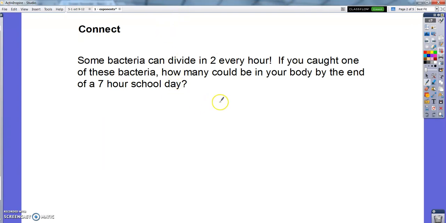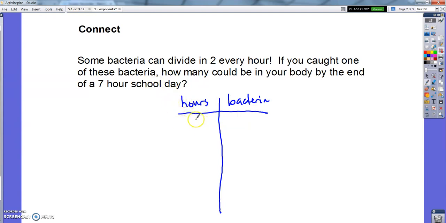So, let's make like a table. This is always a good way to organize some problems, is with a table. So hours and bacteria. Right? So like no hours have gone by. You've just gotten to school, 0 hours, and you catch the first bacteria. There's one. So in 2 hours, not 2 hours, I'm sorry, in 1 hour, that one bacteria has split into 2 bacteria.